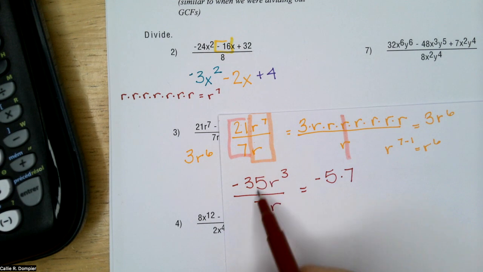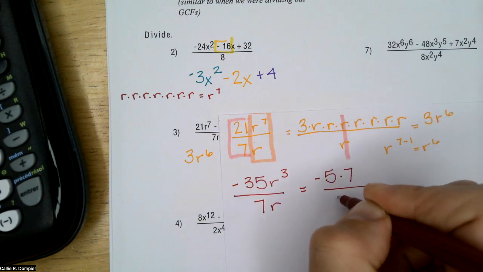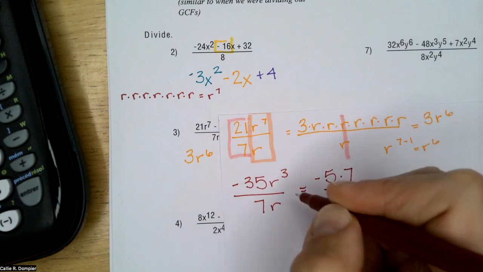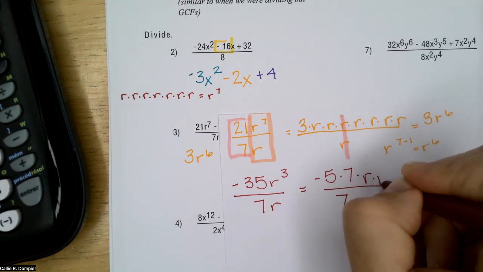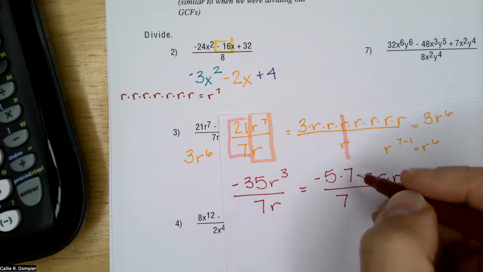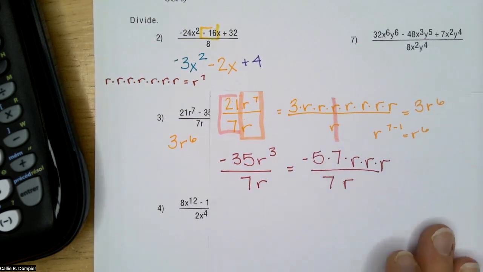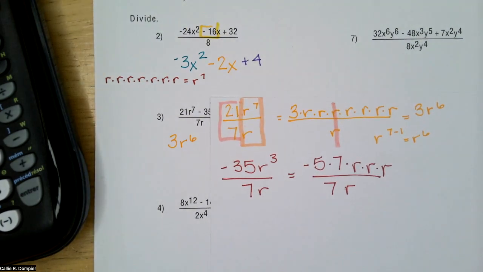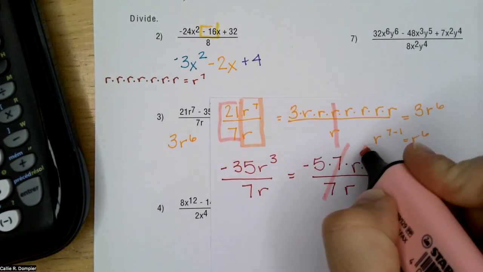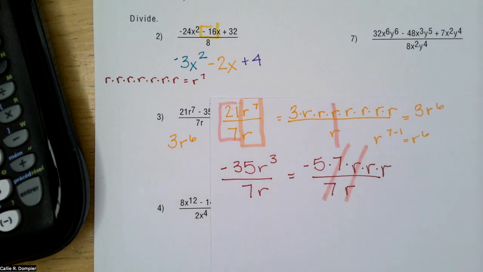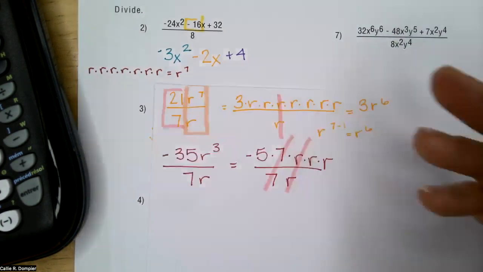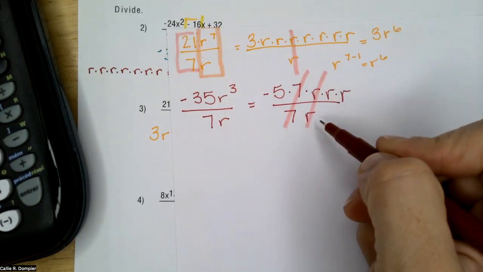It's better to make the 5 negative so you can cancel a positive 7 with that positive 7. And then r to the 3rd means there are 3 r's. Don't forget the r down here, me talking to myself. And then I can cancel out the 7s and one of the r's. Anything that is common to the top and the bottom can be canceled.